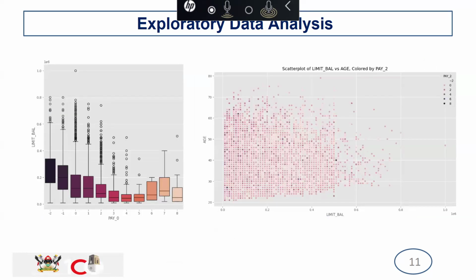Then we have the relationship between the credit limit versus the age, colored by the payment status for 2 months ago. The scatter plot visualizes the relationship between the limit and the age, with points colored by the customer's payment status. The plot indicates a potential connection between higher credit limits and instances of late payments. Then we also have the box plot, which is also part of our EDA.